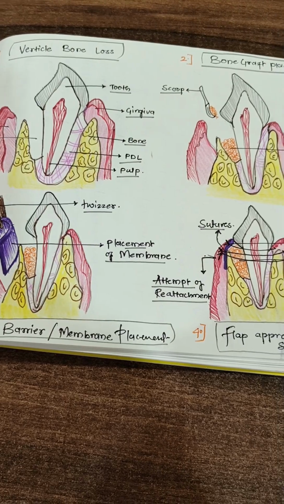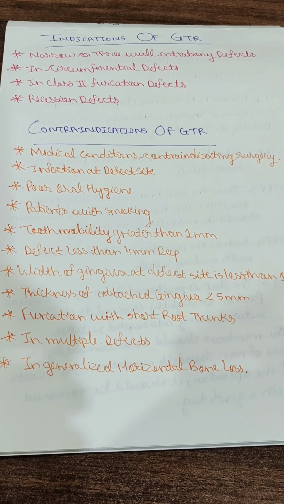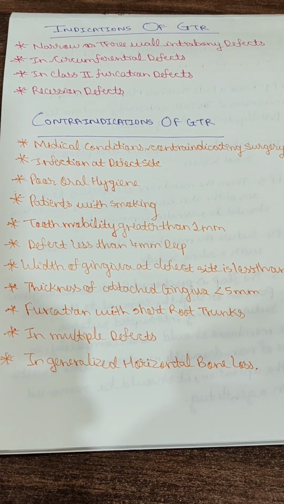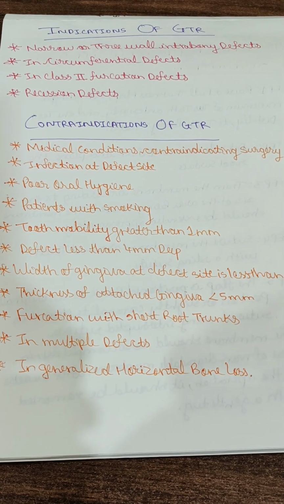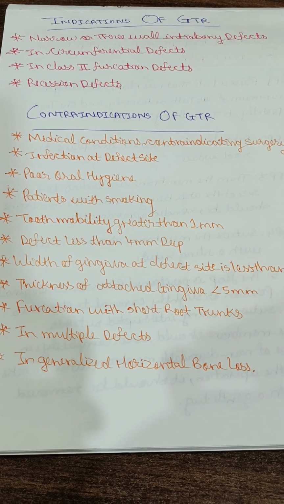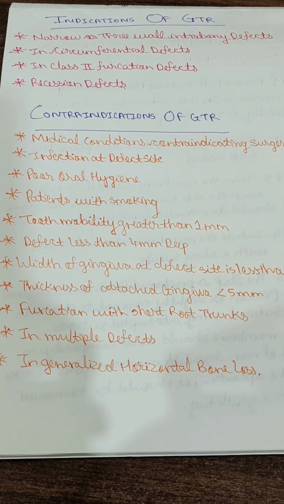You can have a close look. Now let's talk about indications of GTR and contraindications of GTR. Indications include narrow or three-walled intrabony defects. Next is circumferential defects. It means when the pocket is seen whole around the tooth, that is a circumferential defect. Next is class 2 furcation defects and recession defects.